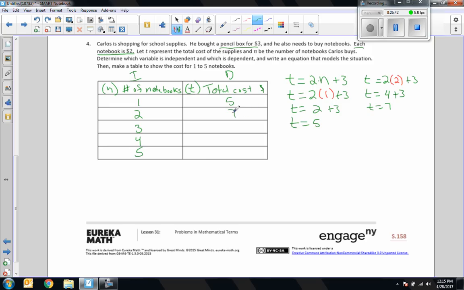So we're increasing by the cost of one notebook every time. So that's an increase of $2. So we're going to start at 5 and go to 7, add 2, add 2, add 2. So 5 notebooks cost $13. I want to make sure that's true, so let's try it. So we have 2N, where N is 5, and we're going to add $3 for a pencil box. So T equals 2 times 5, which is 10, plus 3, and T does in fact equal $13.